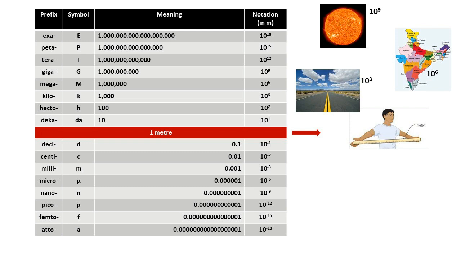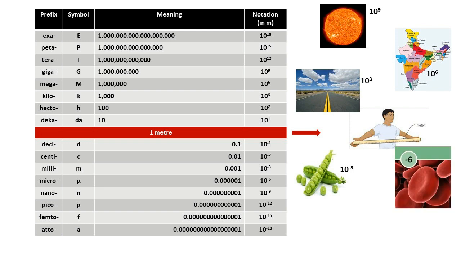Now coming to lower dimensions. A pea is of the order of millimeters, that is 10 power minus 3 meters. An RBC cell has a dimension of micrometers, that is 10 power minus 6 meter, and a virus has the diameter of 10 power minus 8 meters, and a cholesterol molecule which gets deposited in the arteries of our heart has the dimension of 10 power minus 9 meter, which we call as 1 nanometer.